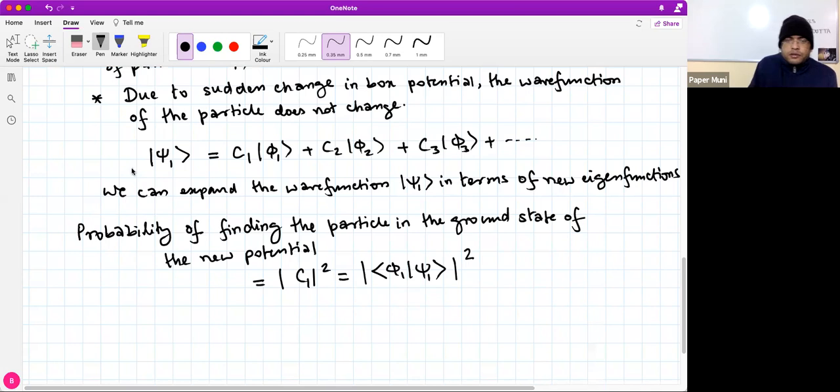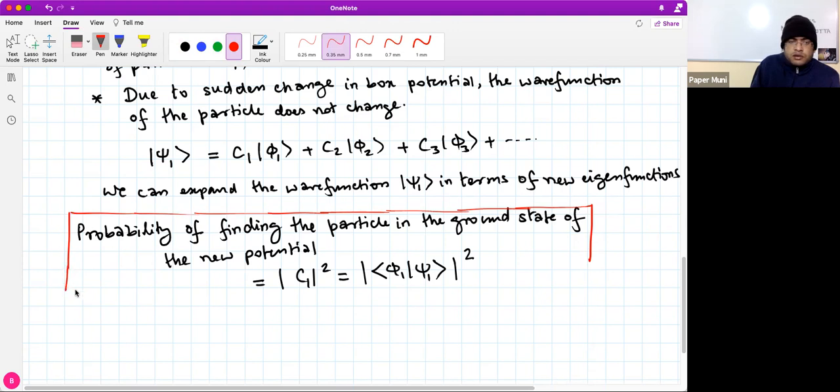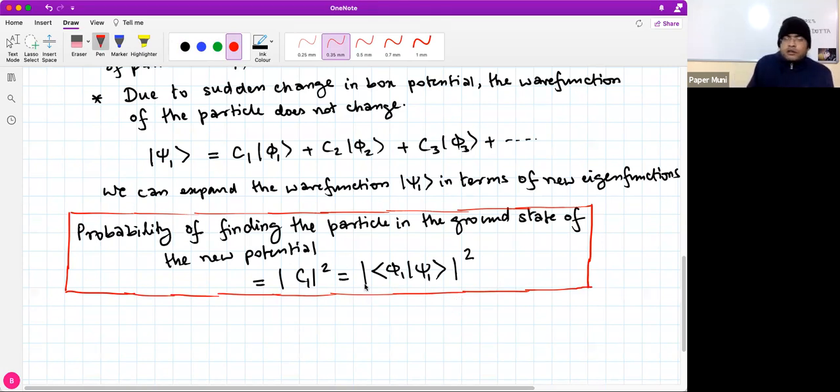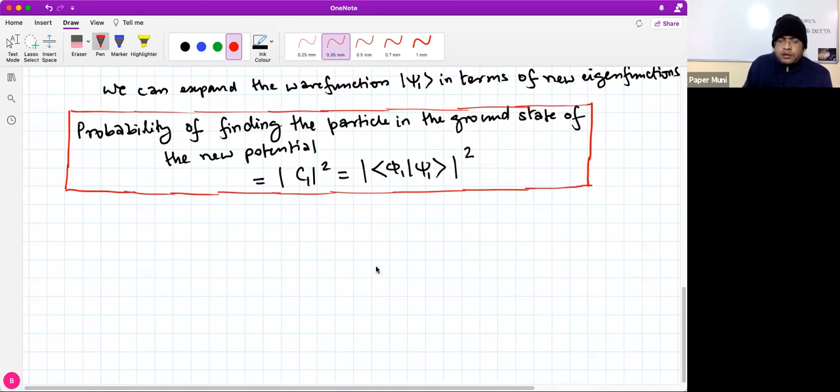All right, this is the thing you need to remember: if you have been given a well where the dimension is changing suddenly, and the question will mention this, a sudden change in the dimension that changes the potential to a new well, then to find the probability of finding the particle in the new ground state or any other state, you need to do this. You already understand this, so I'll just repeat it once.